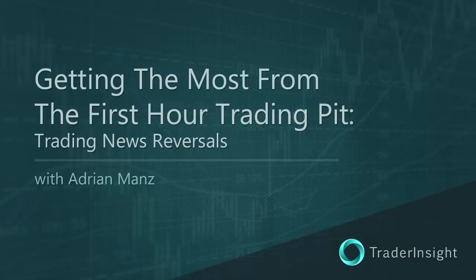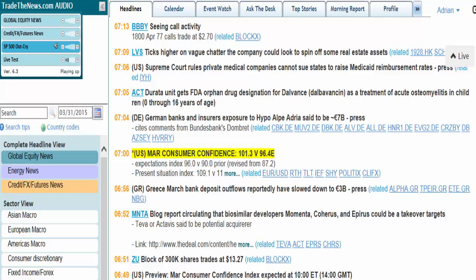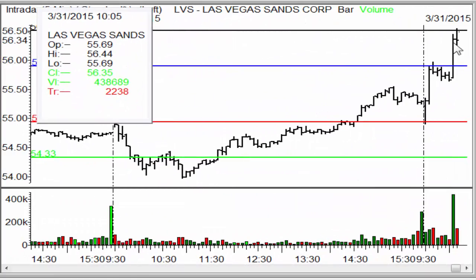Let's take a look at another news-based trade. This one, once again, brought to you by our friends at TradeTheNews.com. We are looking at a news reversal setup in LVS. You see here that we've got a takeover chatter rumor floating around on LVS. It's ticking higher, and when we look at the intraday chart, this is what we see.